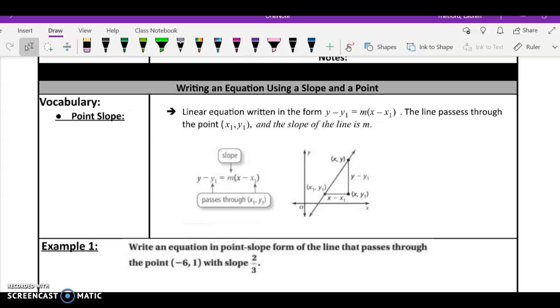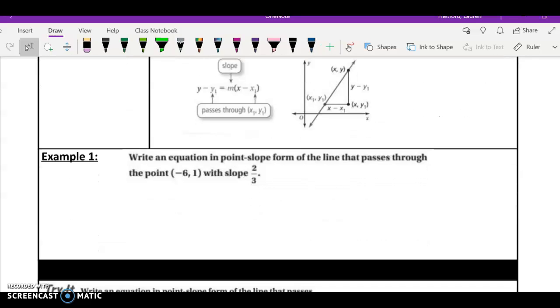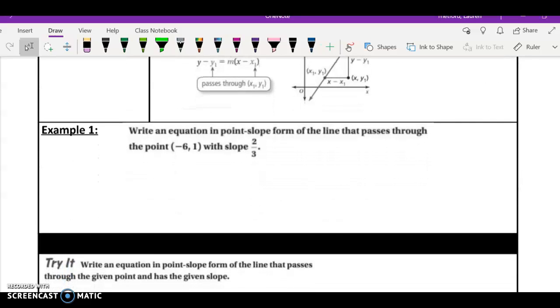And so this is a linear equation written in the form y minus y1 equals m times x minus x1. And the line passes through the point x1, y1, and the slope of the line is m. So what this means, they're going to give you a point and they're going to give you the slope, and you have to write the equation from it.